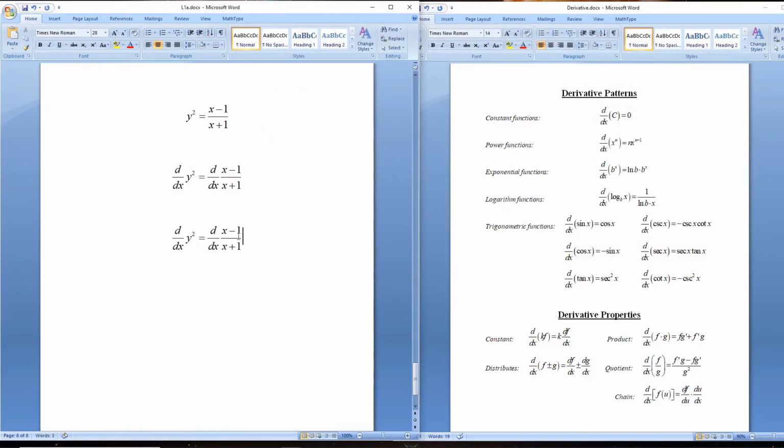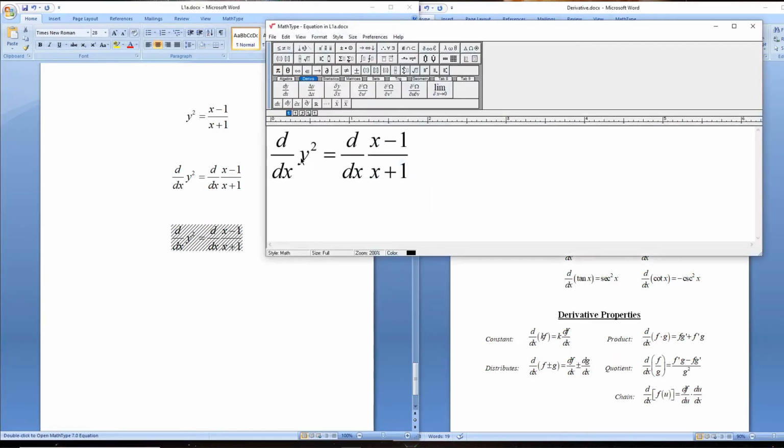Let's take a look at the left side first. So the derivative of y squared with respect to x. So we get a chain rule here because the letters are different. So the chain rule says take the derivative normally. So the derivative of y squared is 2y. And then the chain rule says you then multiply that by the derivative of the argument. And there we go.